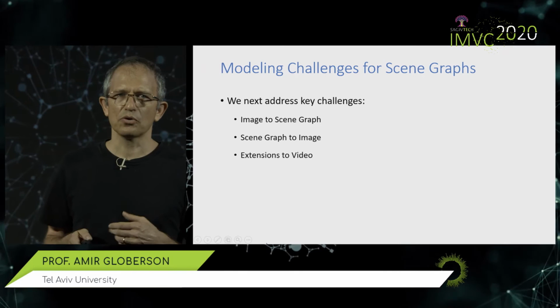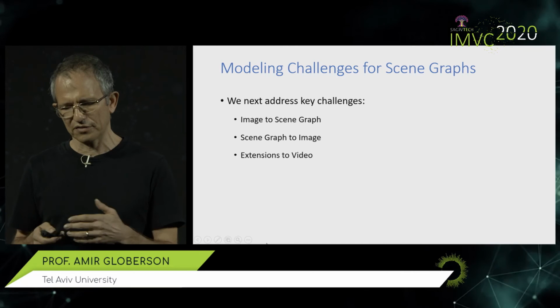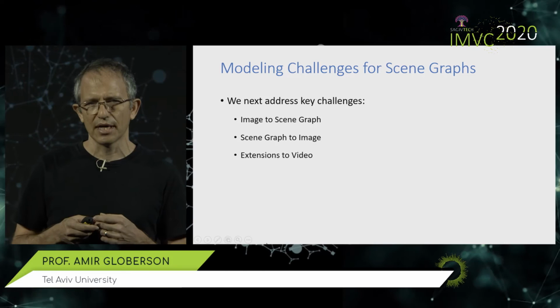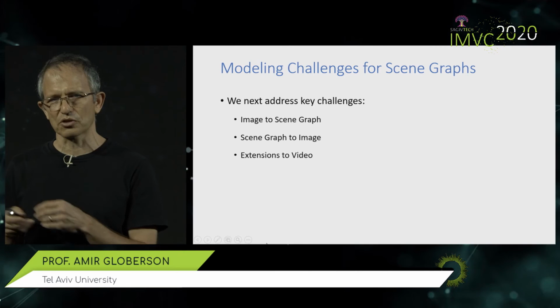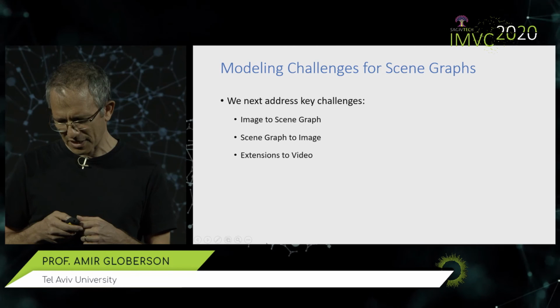So scene graphs are a very attractive way to describe complex semantics in images, and the question is how to build algorithms that use these efficiently for downstream applications that we're interested in. So we've been working around this problem for a while now, and I want to address some key challenges in the context of learning and using scene graphs. One is the basic problem of translating an image into a scene graph. The other is the reverse direction of taking a scene graph and generating an image out of that. And I'll conclude with some discussion of how these notions can be used in video.